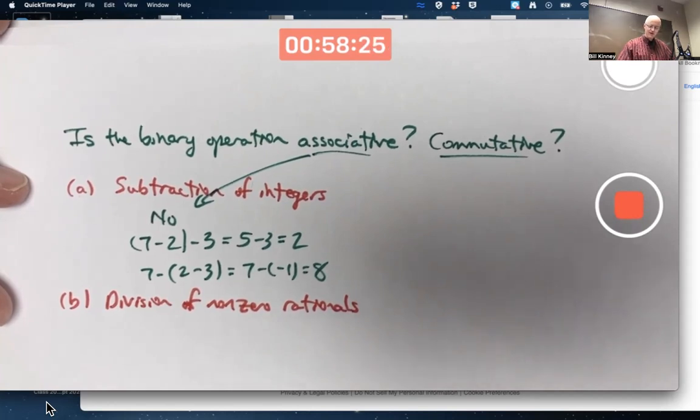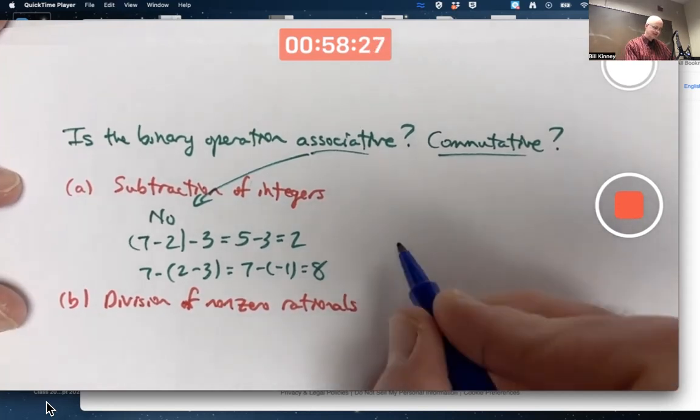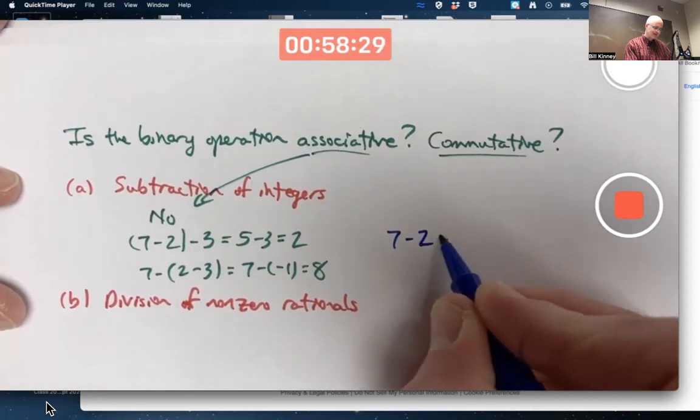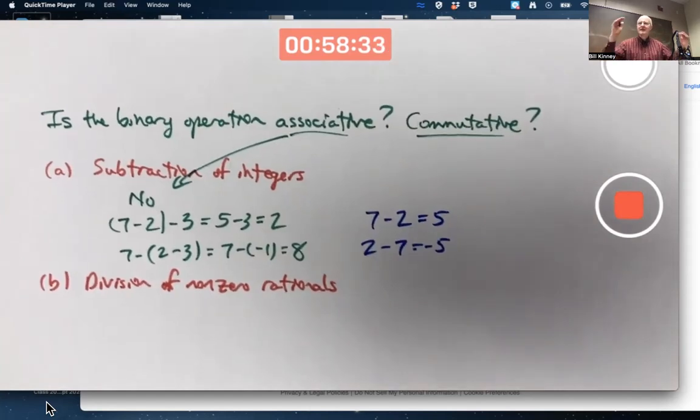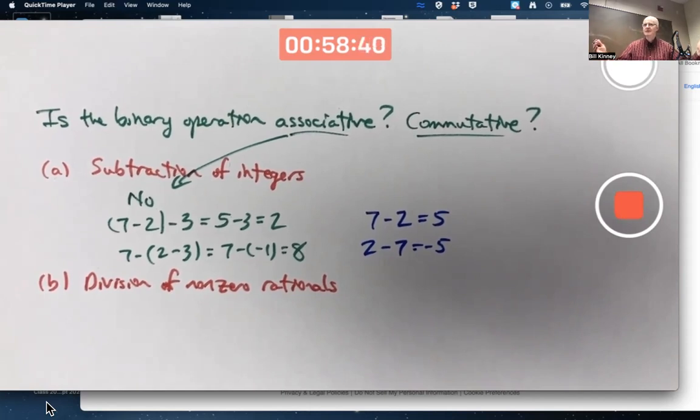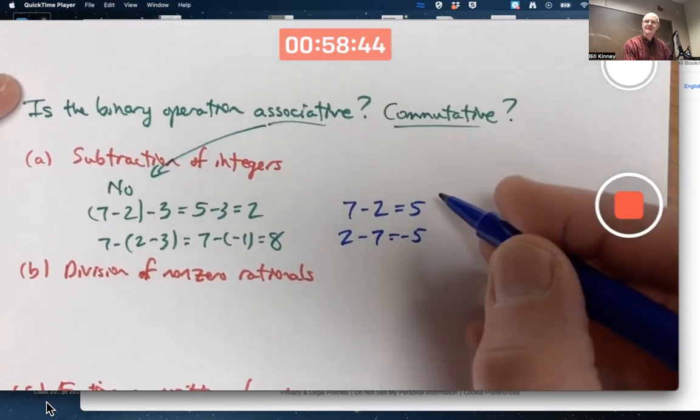Is it commutative? Well, of course not. 7 minus 2 is 5, but 2 minus 7 is negative 5. But wait a minute. Isn't subtraction just adding the additive inverse? And addition is commutative, so why not subtraction? Is it because it means something different?